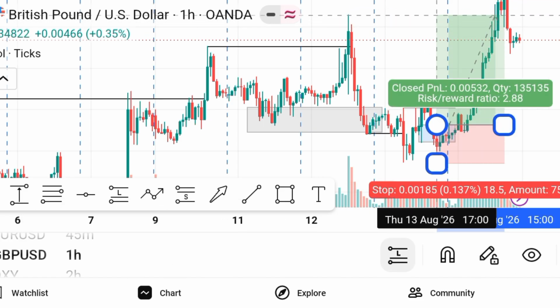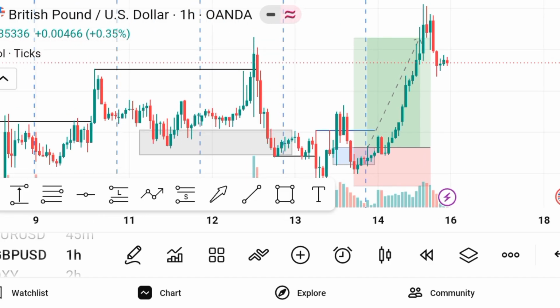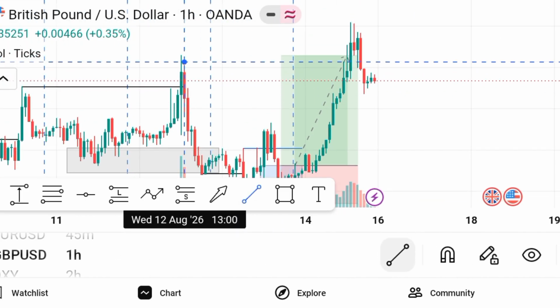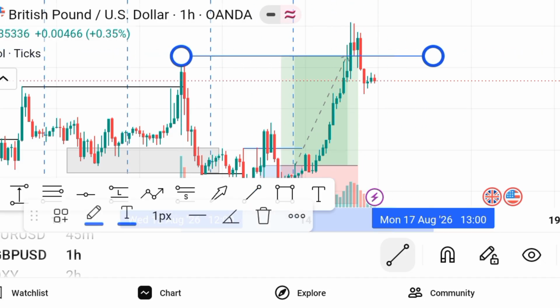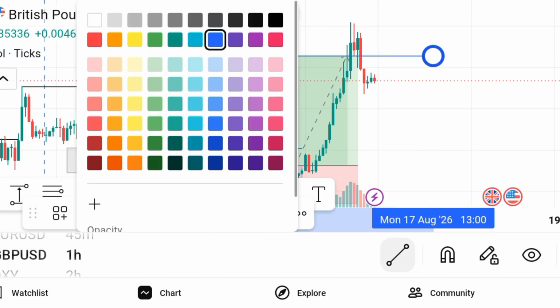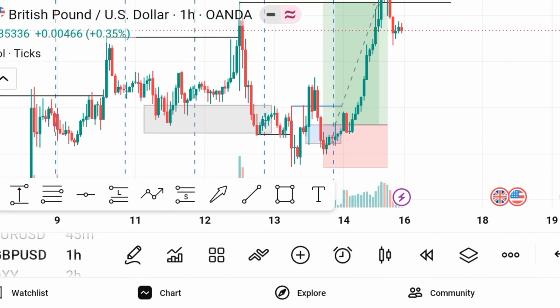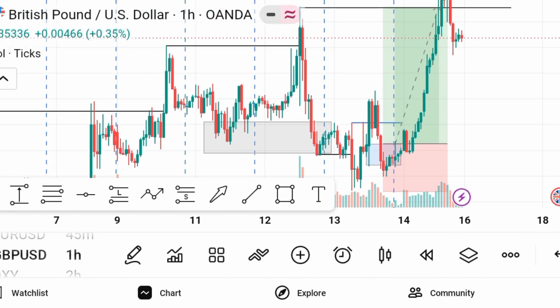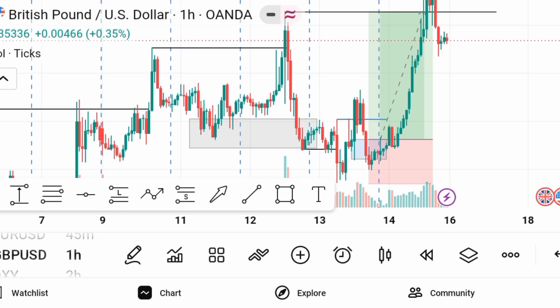Target the swing high, because I know that after this change of character that we have, market has to come and what? Market has to come and take out the next swing high, if this market is going to continue to be what? To be bullish, and that would be my take profit target. And this is how we got this trade on GBP USD on the what? On the 14th of August.